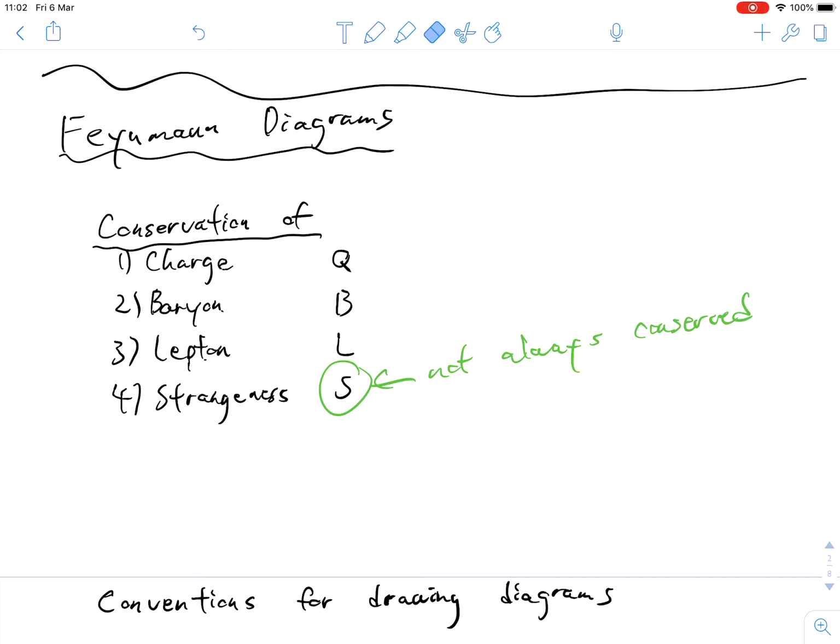Welcome to the part 2 video of 7.3.4. This time we are going to be looking at Feynman diagrams, as promised, and let's begin.